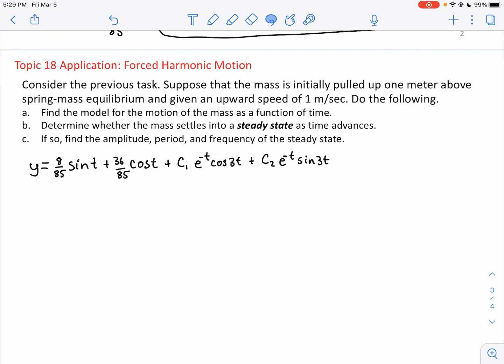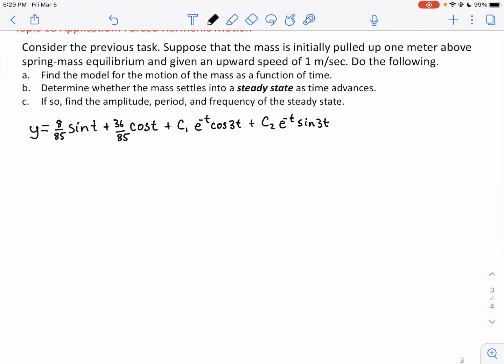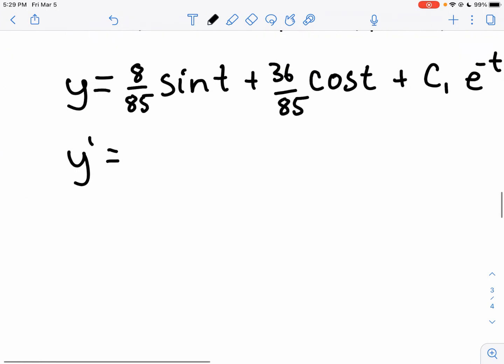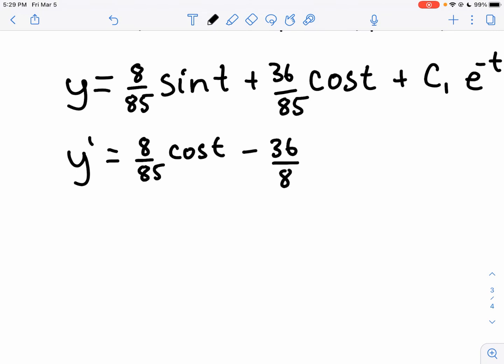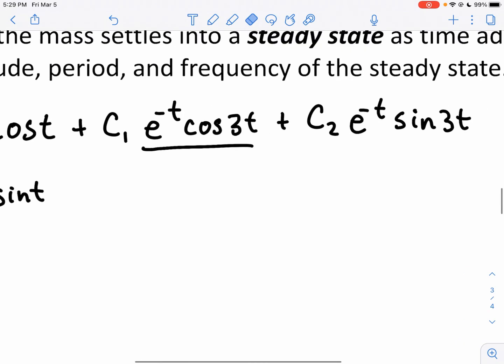Okay. Now I want to do a first derivative. So we have y prime is equal to, let me zoom in a little bit here. So we have 8/85 cosine t minus 36/85 sine t. Now here we're going to have to do a product rule on this part and a product rule on this part.